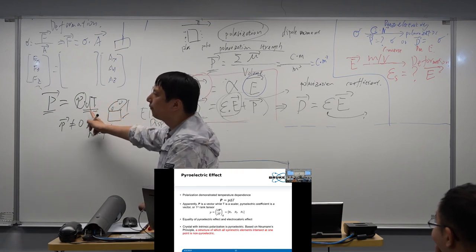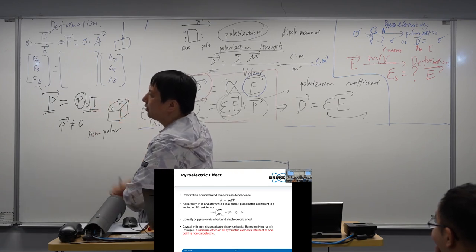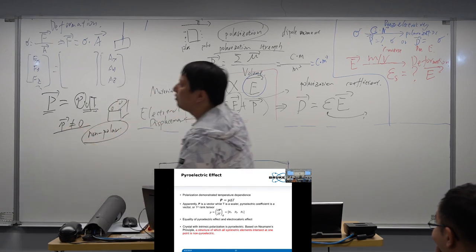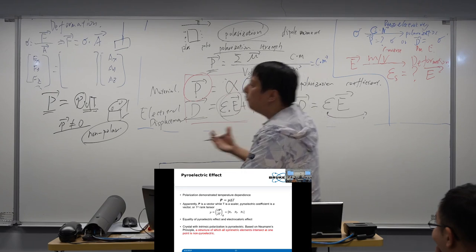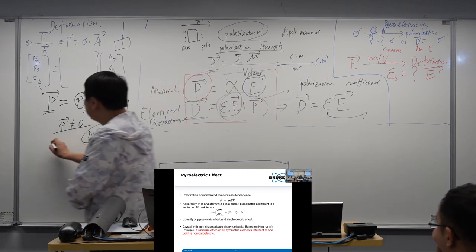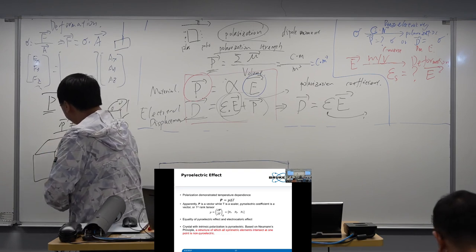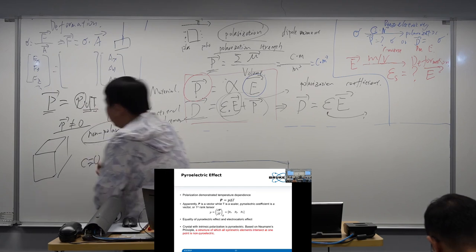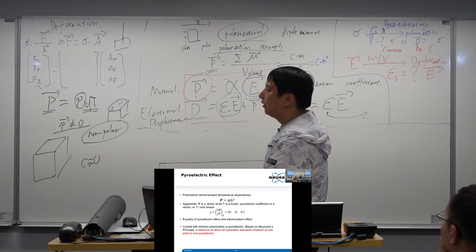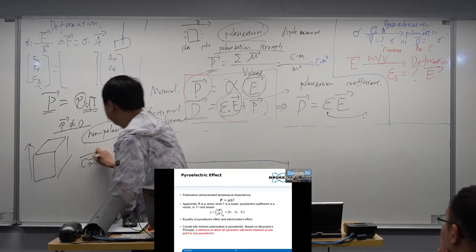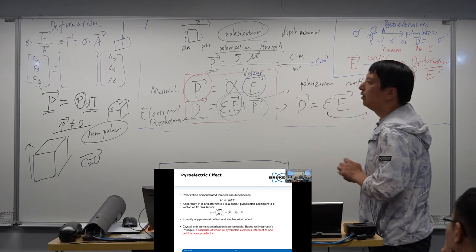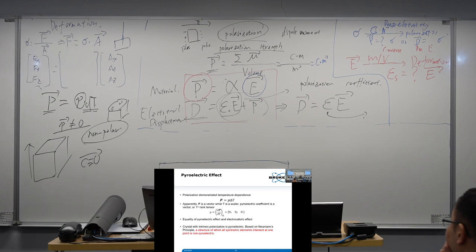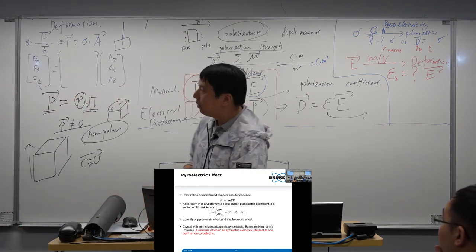it means this material itself is polar. Because temperature has nothing to do with direction, if you want this to be non-zero, your material itself has to be polar. It means your crystal or your molecule itself has a polarization. So that's the principle behind this rule, the so-called Neumann's principle.